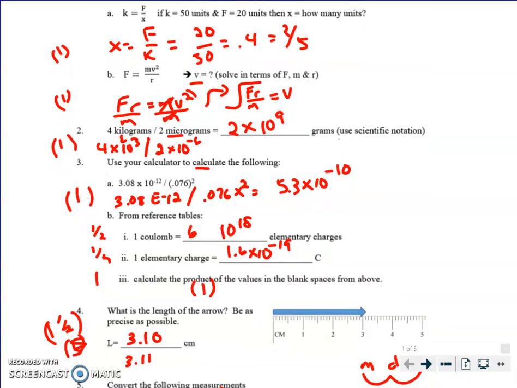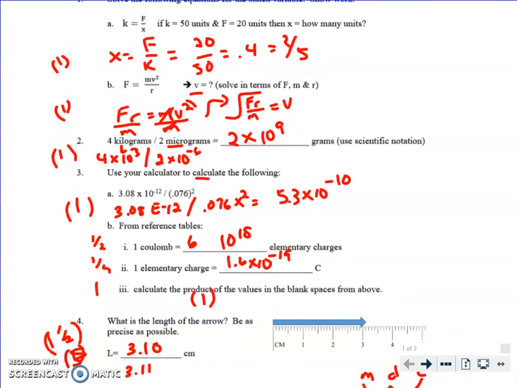I put the number of points per problem in parentheses to the left. In the first problem, I've got k equals f over x. I rearranged it algebraically here, so x is f over k. So I put in 20 and 50 and I get 0.4. You could have also put in k of 50 equals 20 divided by x, and if you do the math right, you still get the same answer.